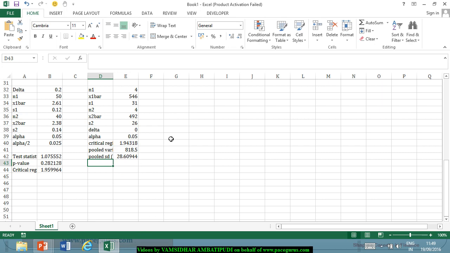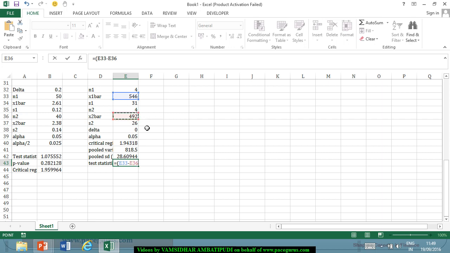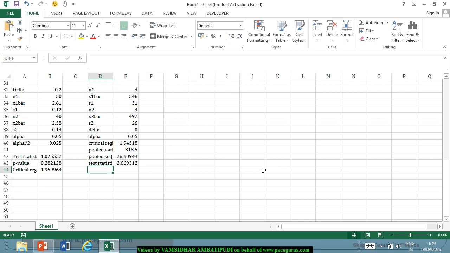Now based on this, I can find my test statistic, which is x1 bar minus x2 bar minus delta, divided by the pooled standard deviation times the square root of 1 by n1 plus 1 by n2, working out to 2.66.